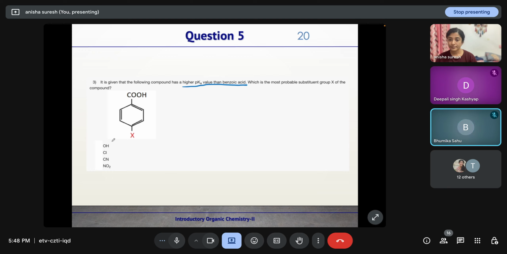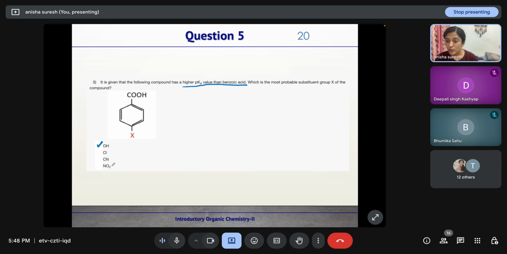Ma'am, OH. So what is the reason for that? Ma'am, because it shows plus R effect, so it will donate electrons, it will destabilize the conjugate base, and therefore it is less acidic than benzoic acid. Yeah, that is the right option.